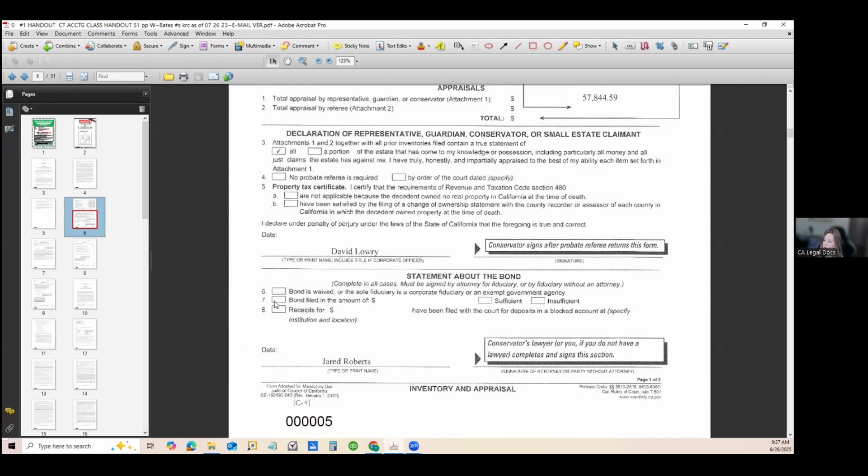Well, I can start now. So if I do have this box marked and there is a bond of $20,000, which is the minimum bond in California, and I immediately look and see my cash is 57,844.59. And I'm going to ask somebody to chime in and answer because I want to make sure you all are awake. If my bond is only 20,000, but my cash is 57, am I marking this box sufficient or insufficient?